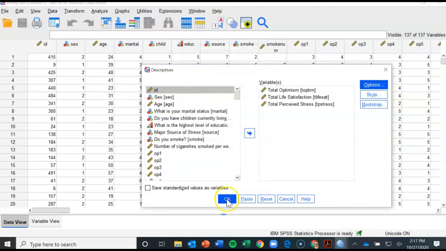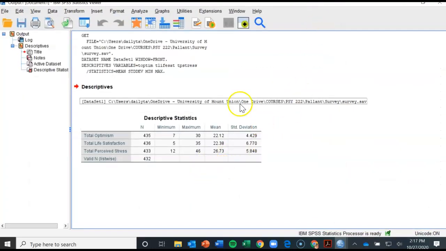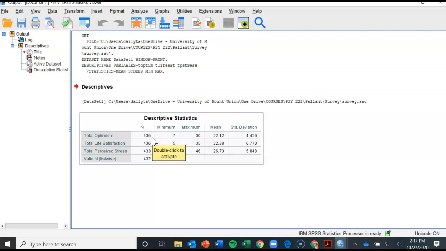So I go ahead and click OK, and that gives me the N. So it gives me the total N for each of the variables. It gives me the minimum and maximum values, and the mean and the standard deviation for each of the quantitative variables.